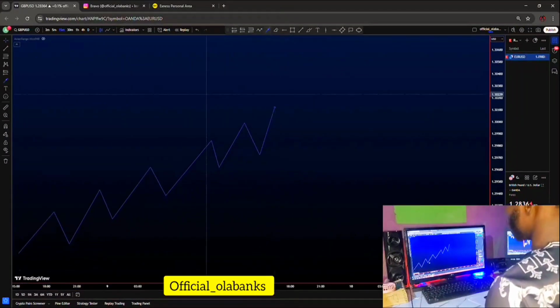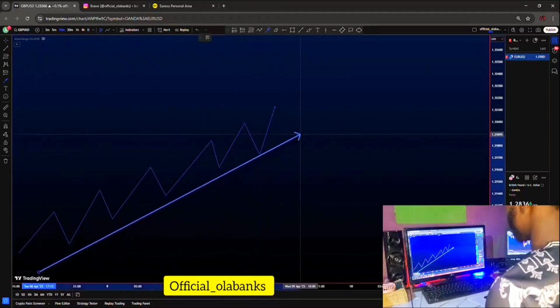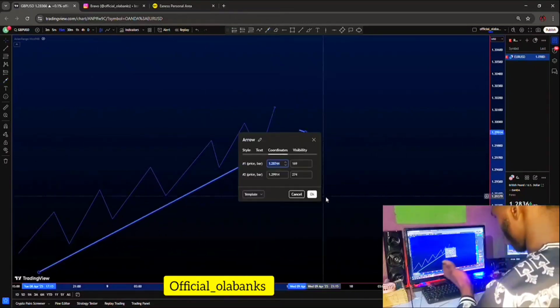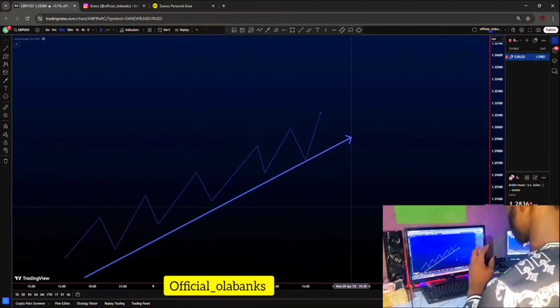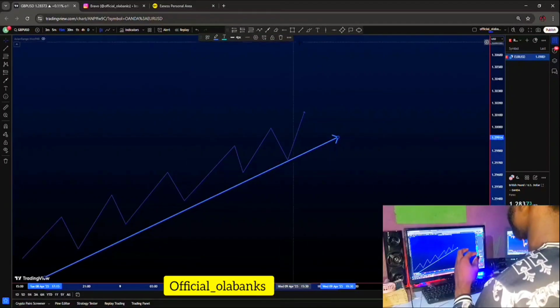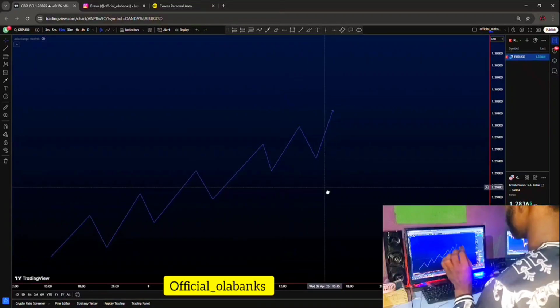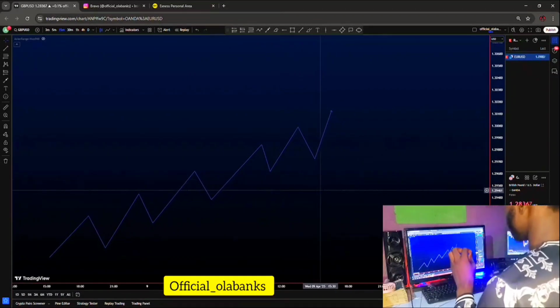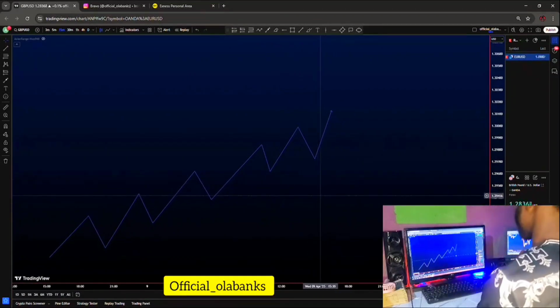Why is it called the uptrend? Because the market is simply going up. It is as simple as that. So now what you want to be looking for here is how to draw your trend line properly and how to place your support and resistance properly.